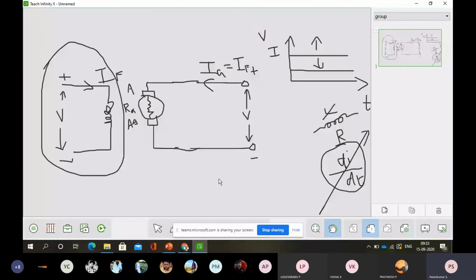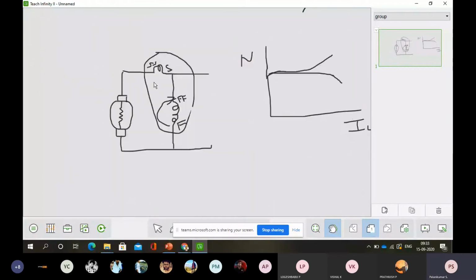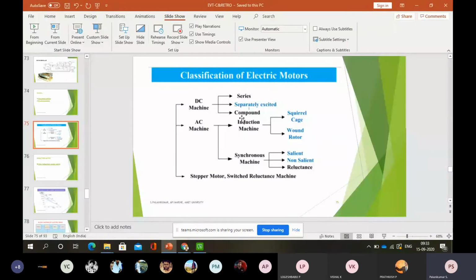If I have both connections in the same motor, both a series field and a parallel field, that is, two field coils, one in series with the armature and another in parallel with the armature, this motor is called a compound motor. So these are the three types of motor.